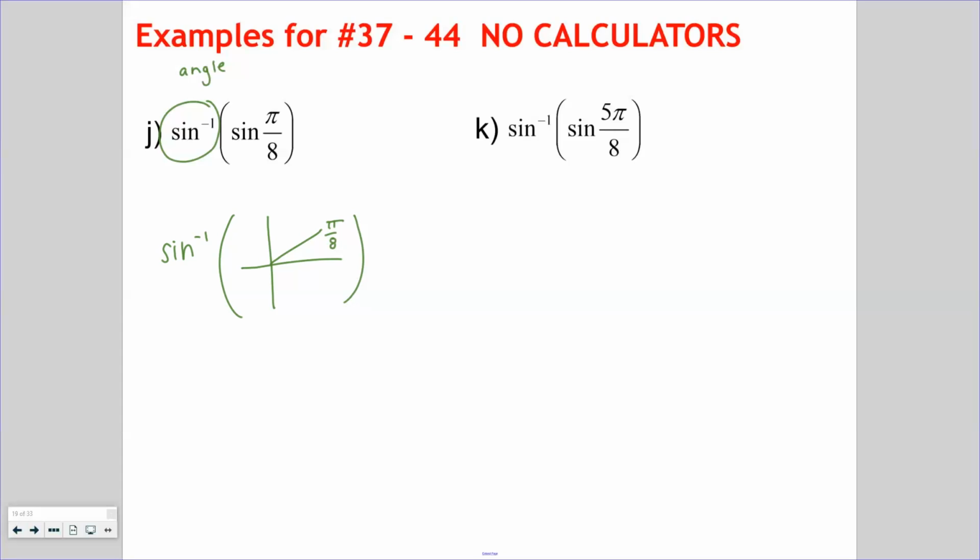Now remember, inverse sine requires an angle in the first or the fourth quadrant. Do we have an angle in the first or the fourth quadrant? We already do. Pi over 8 is sitting in that first quadrant. So our final answer is pi over 8. That satisfies the range of inverse sine for us.